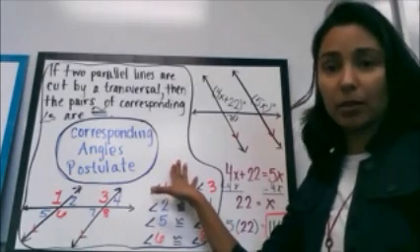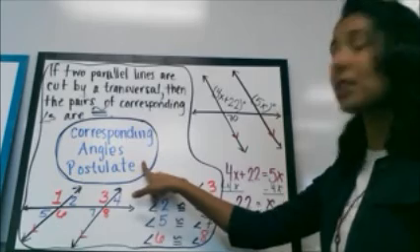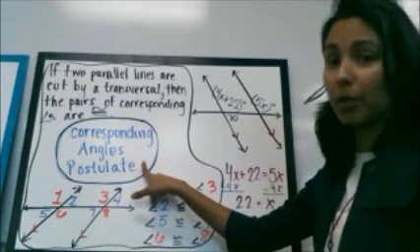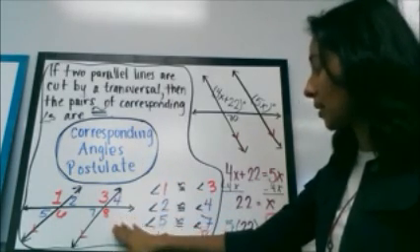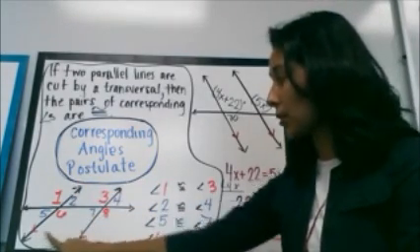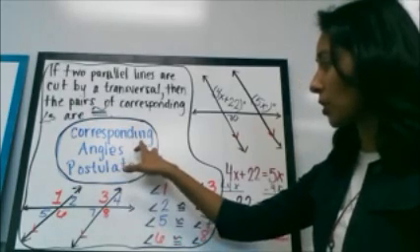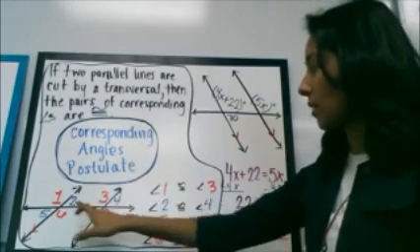Craziest circle map in the world. It's very blobby, but there it is. Corresponding angles postulate, that's the first one we're going to talk about. Basically, it says that if I have two parallel lines, and you know that they're parallel because they're marked with these little red arrows, the ones that are corresponding are the ones that match up.